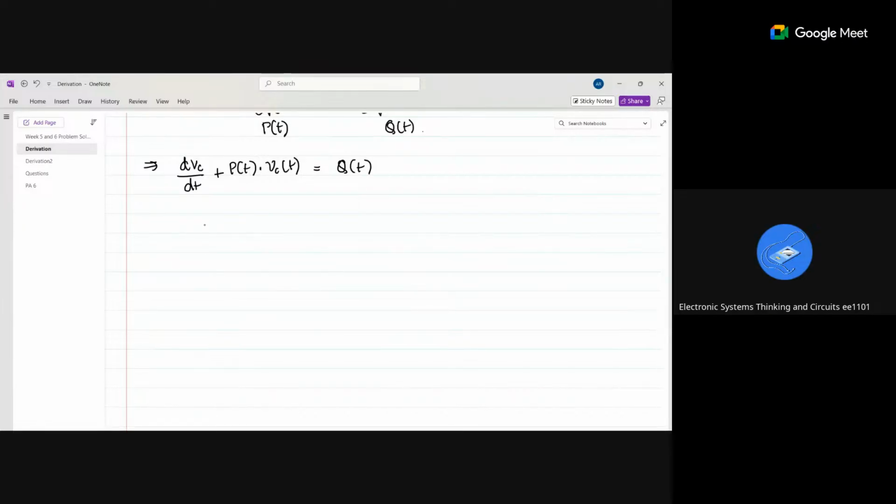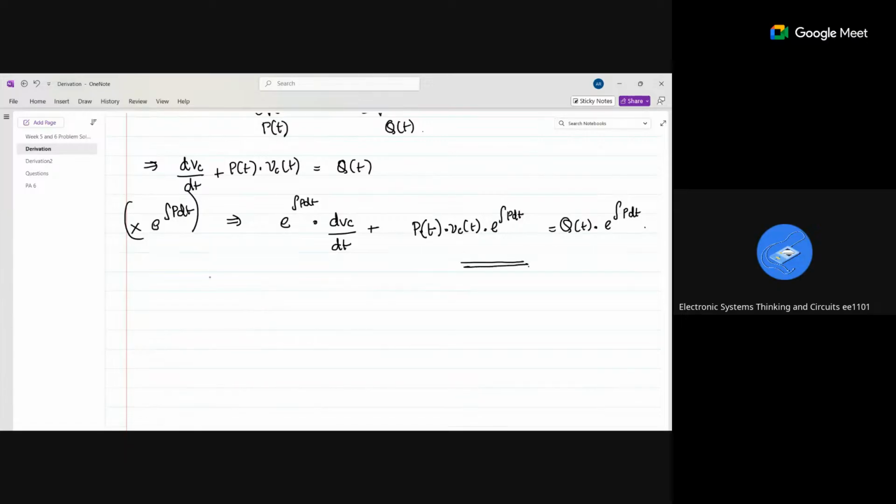Then we will multiply by e^(∫P dt) everywhere. dVc/dt + P(t)Vc(t) times e^(∫P dt) is equal to Q(t) e^(∫P dt). Then we'll stop this derivation here and we are going to find another one.